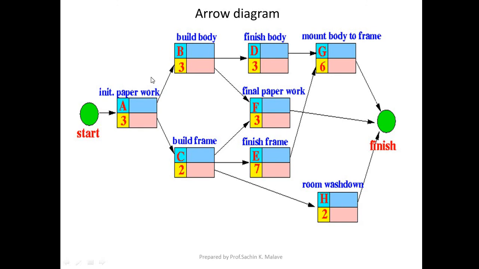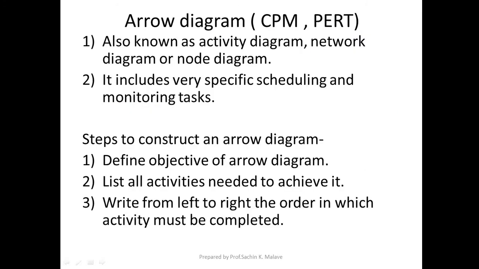The sequence is given A, B, C, D, then E, F, G, H, and finally finish. It is used basically in finding out the best schedule. It is also known as an activity diagram or network diagram, or also known as a node diagram. It includes specific scheduling and monitoring tasks.